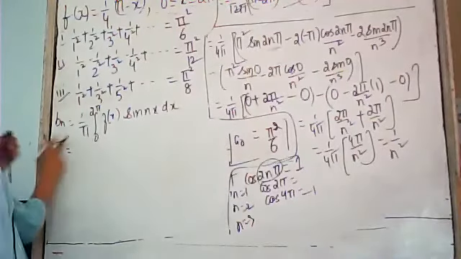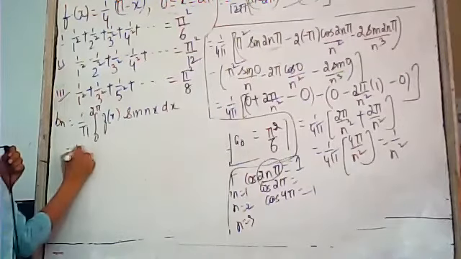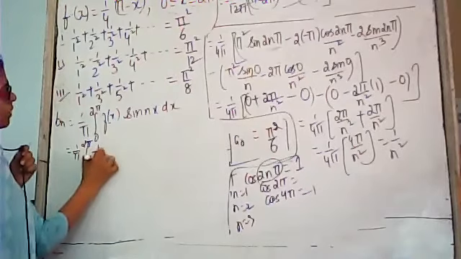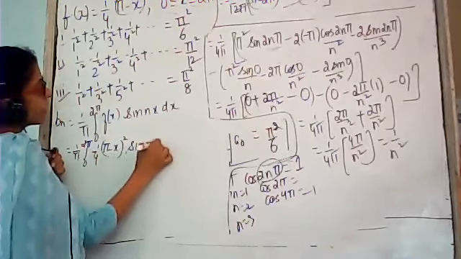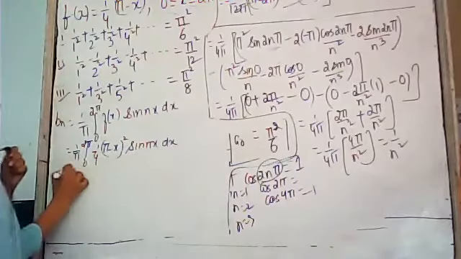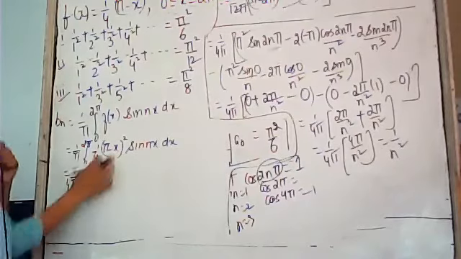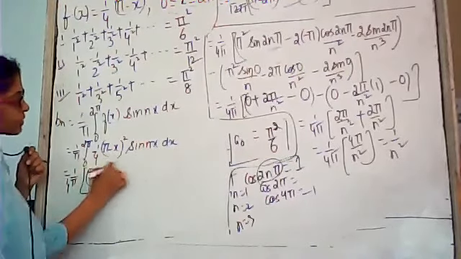The value of bn is equal to 1 by pi, integral from 0 to 2 pi of f(x) sine nx dx. This is equal to 1 by pi, integral from 0 to 2 pi, where the value of f(x) is 1 by 4 (pi minus x) the whole square, into sine nx dx. Again, we have to integrate, but again, I am repeating the steps. First of all, first function as it is. This is (pi minus x) the whole square.